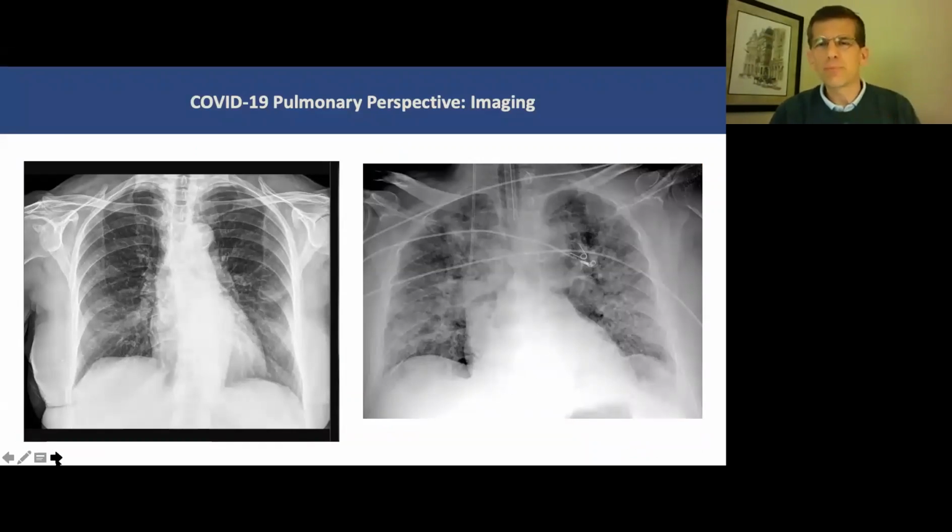The imaging presentation of COVID-19 is very interesting and important at the same time. On the left-hand side, this chest X-ray shows mild areas of pulmonary densities in the lower lobes on both sides. On the right-hand side, the patient is much more severely affected, now is intubated and has bilateral diffuse pulmonary infiltrates, suggestive of acute respiratory distress syndrome. Next slide, please.